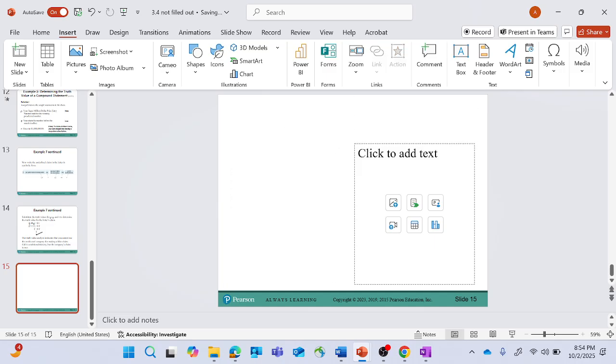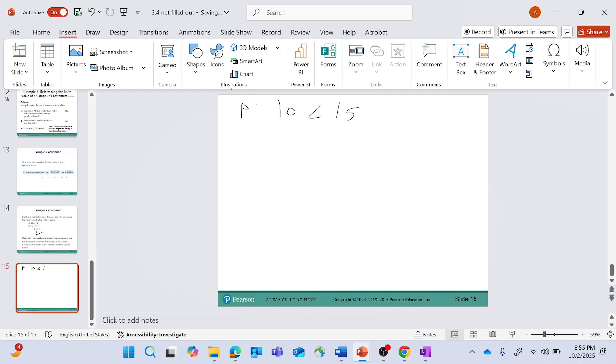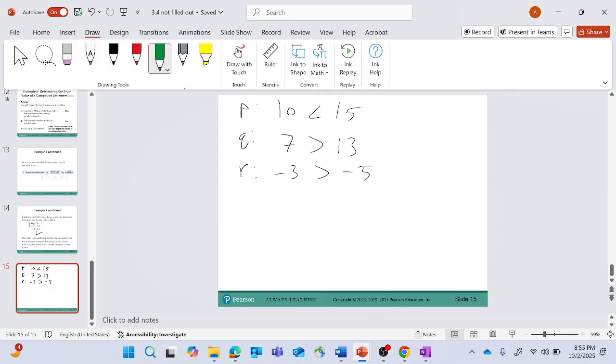So let's say P, we'll do something similar: 10 is less than 15. Q: 7 is greater than 13. R, I don't know: -3 is greater than -5. All right, this is what we have. So we're going to assign truth values to these. 10 is less than 15, that's true. 7 is greater than 13 is false. -3 is greater than -5, that is true.